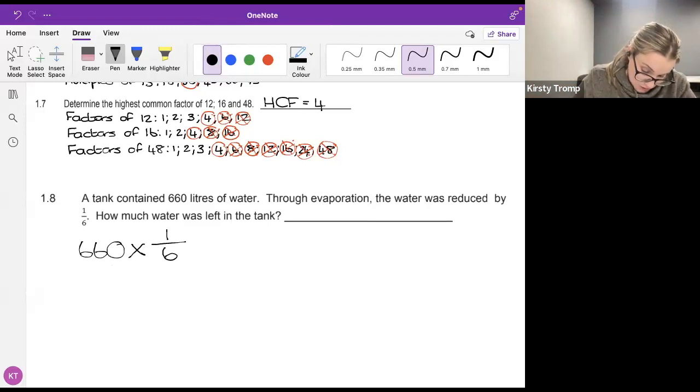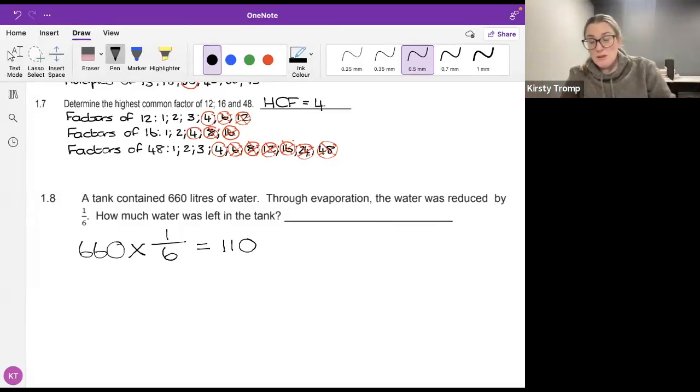All right, so another way for us to say times by 1/6 is the same thing as saying divided by 6. So either way that you do it, either way that makes sense to you, that's going to give us 110. 660 times by 1/6 is going to give us 110.